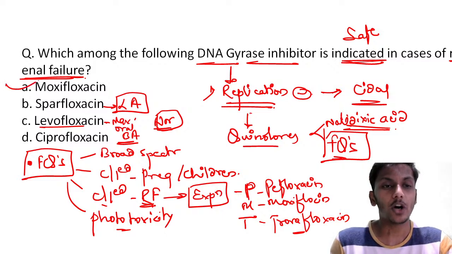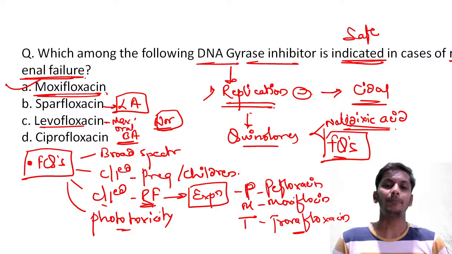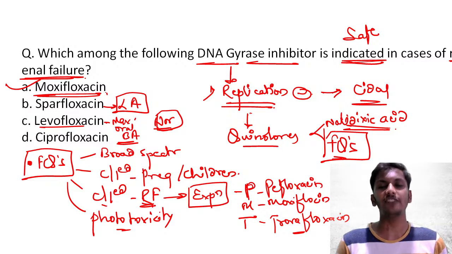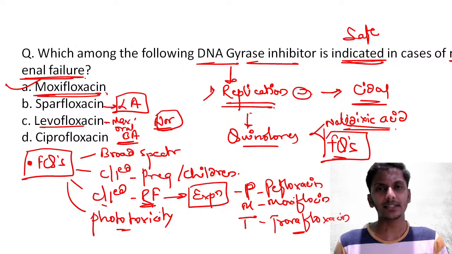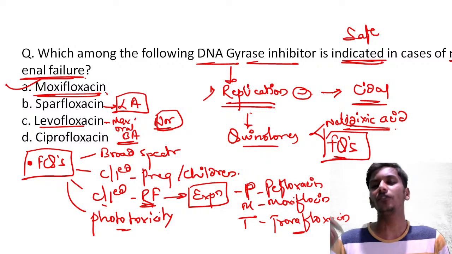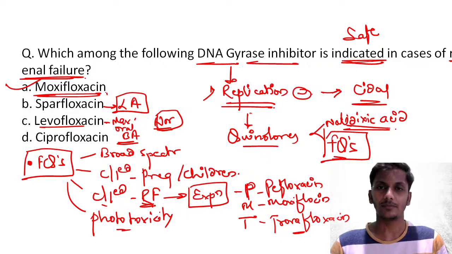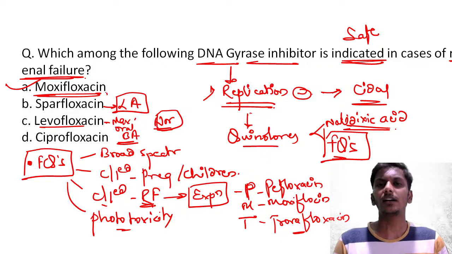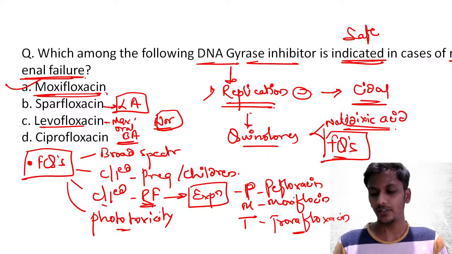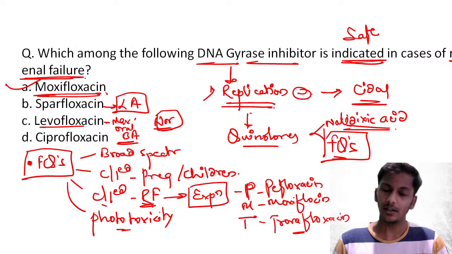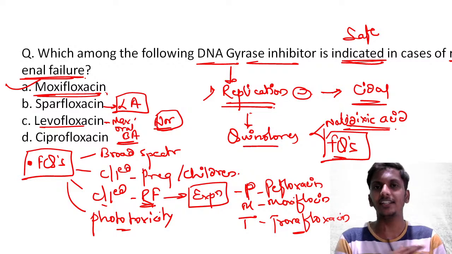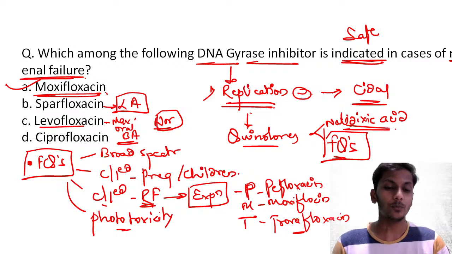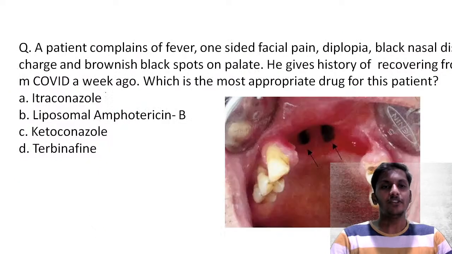Yes, the answer over here is option A, moxifloxacin. PMT, moxifloxacin is safe to be used in cases of renal failure. No dose reduction is required. They can also ask it differently: which of the fluoroquinolones will not require dose reduction, which is safe, or which is indicated in renal failure. It is the same thing. However the question is twisted, you need to answer it correctly. Remember this. Moving further to our next question.